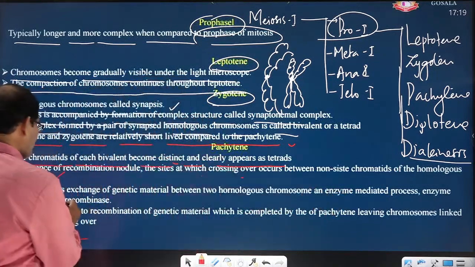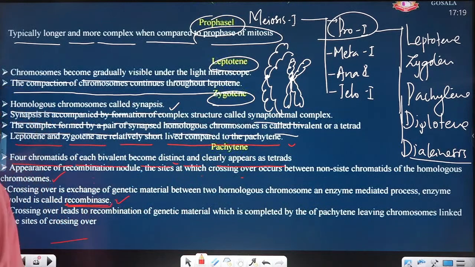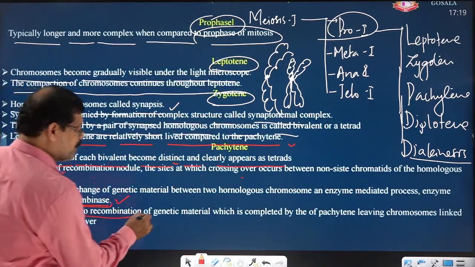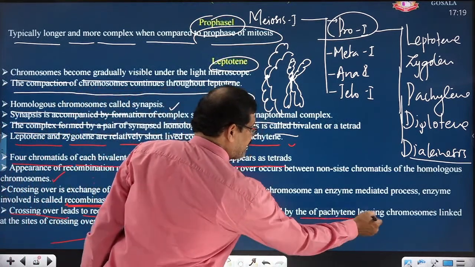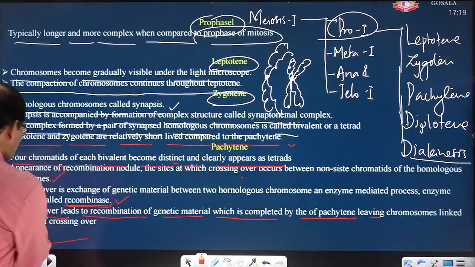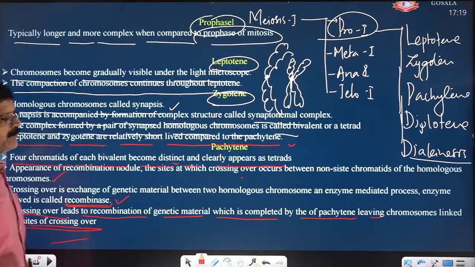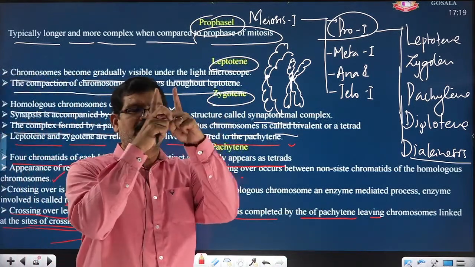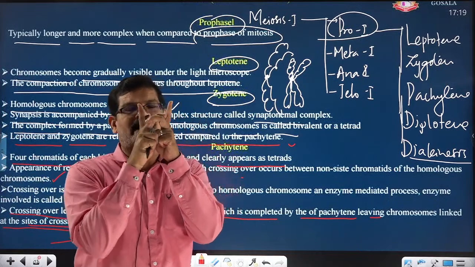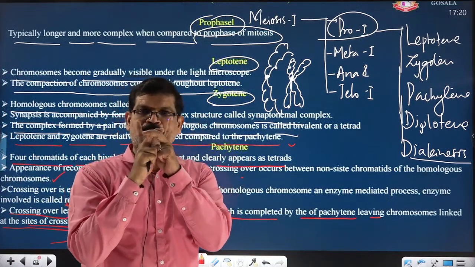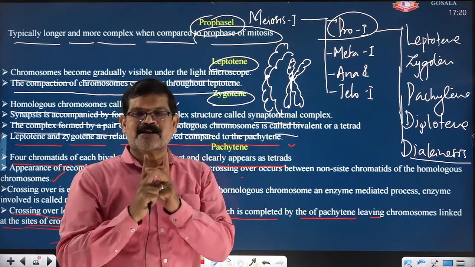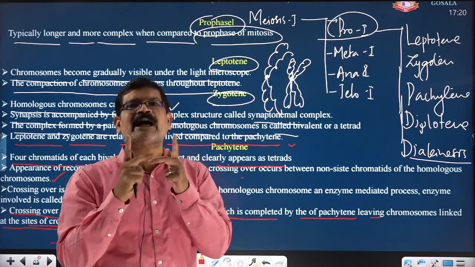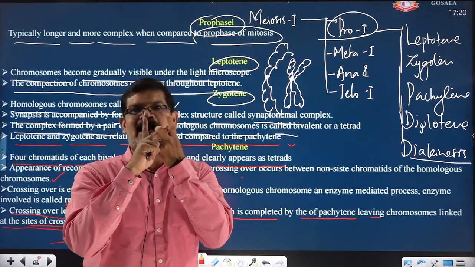What enzyme is required? Recombinase is the enzyme required here. Next, the crossing over leads to recombination of genetic material, which is completed by the pachytene stage in the chromosomes at the site of crossing over. A recombination nodule will be developed, and the pachytene stage is the place where the recombination will be happening. Genetic material exchange will happen.